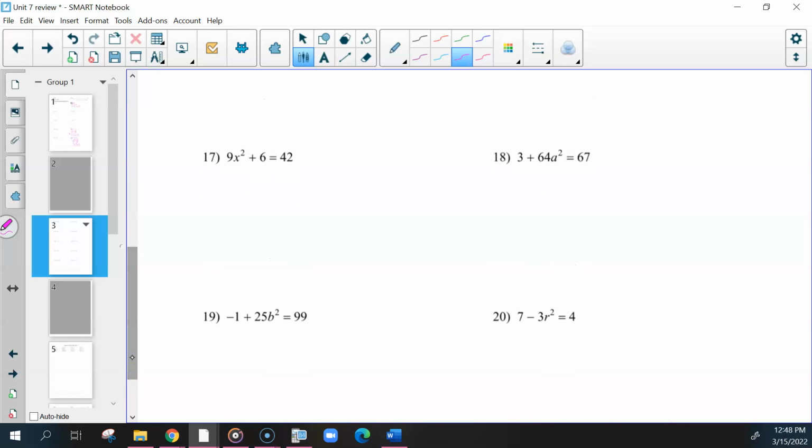So that one is a different one, so we'll do that one, and then we'll move on, because all the other ones would be solved similarly. So for 18, get rid of the 3. This would be like 17, get rid of the 6, 19, get rid of the 1, 20, get rid of the 7.